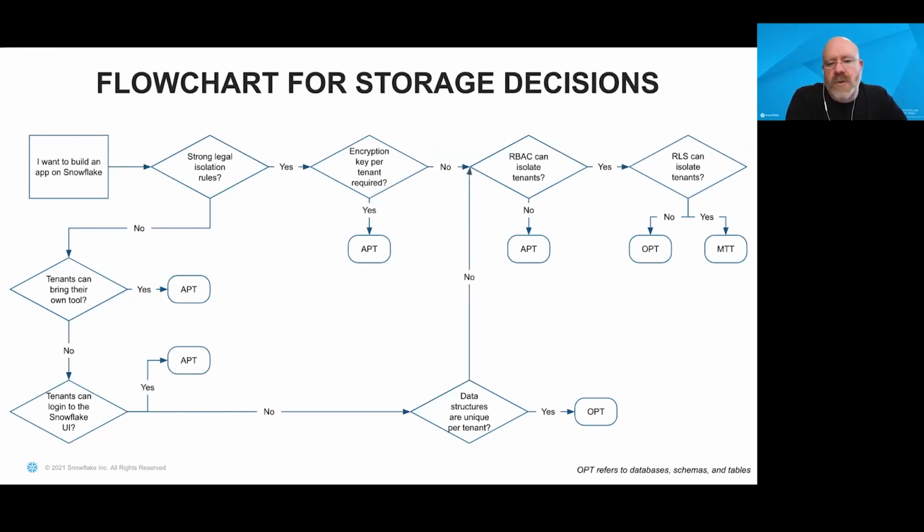then it just comes down to, regulatory or contractual considerations aside, what is your preference? Are you more preferential to RBAC, in which case you might use something like object per tenant, or are you more preferential to row level security, in which case you may use multi-tenant table? So those are the things that you want to think about from a storage perspective, and a flowchart to help you think through it.